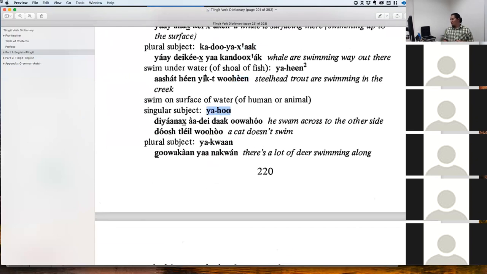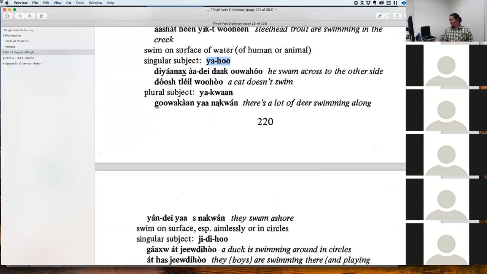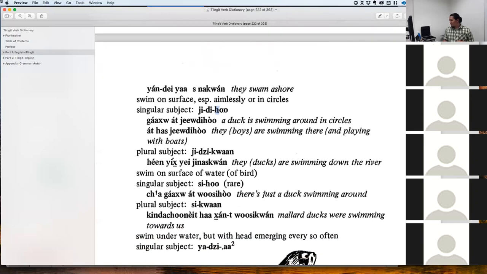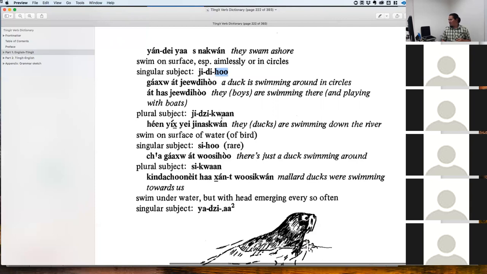Here's the yahoo verb, which is, you know, dog paddling. Kwan is a group of them. Here's another. So the who has to do with sort of more of a slow, meandering type of a swim. So jodahu is for ducks to swim in circles. And I'm working on this big translation project, and I just don't think English has a match for jodahu, because it's for like a duck sitting on the water, just going kind of really slow and just cruising. I don't know. And then here they are going in a group.